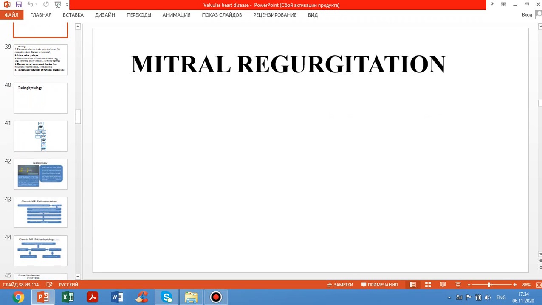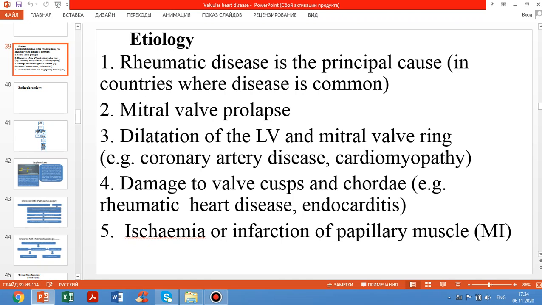Mitral regurgitation. Etiology. Rheumatic disease is the principal cause in countries where the disease is common. Mitral valve prolapse, dilation of the left ventricle, and mitral valve ring, for example in coronary artery disease and cardiomyopathy. Damage to the valve cusp and chordae, rheumatic heart disease, endocarditis, and ischemia or infarction of the papillary muscles.